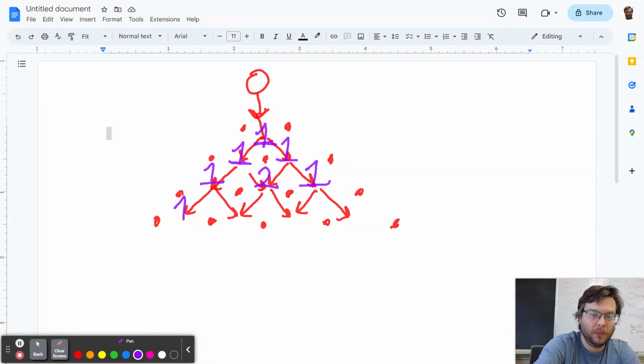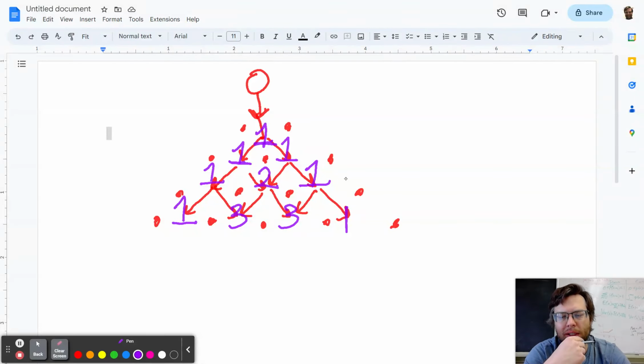Same thing down here. One way you can get here. Think about how many ways you can get to this location right here. Well, you could go left, left, right; left, right, left; or right, left, left. There's actually three total routes that you can get there. And by symmetry, this is also three, and this is also one.